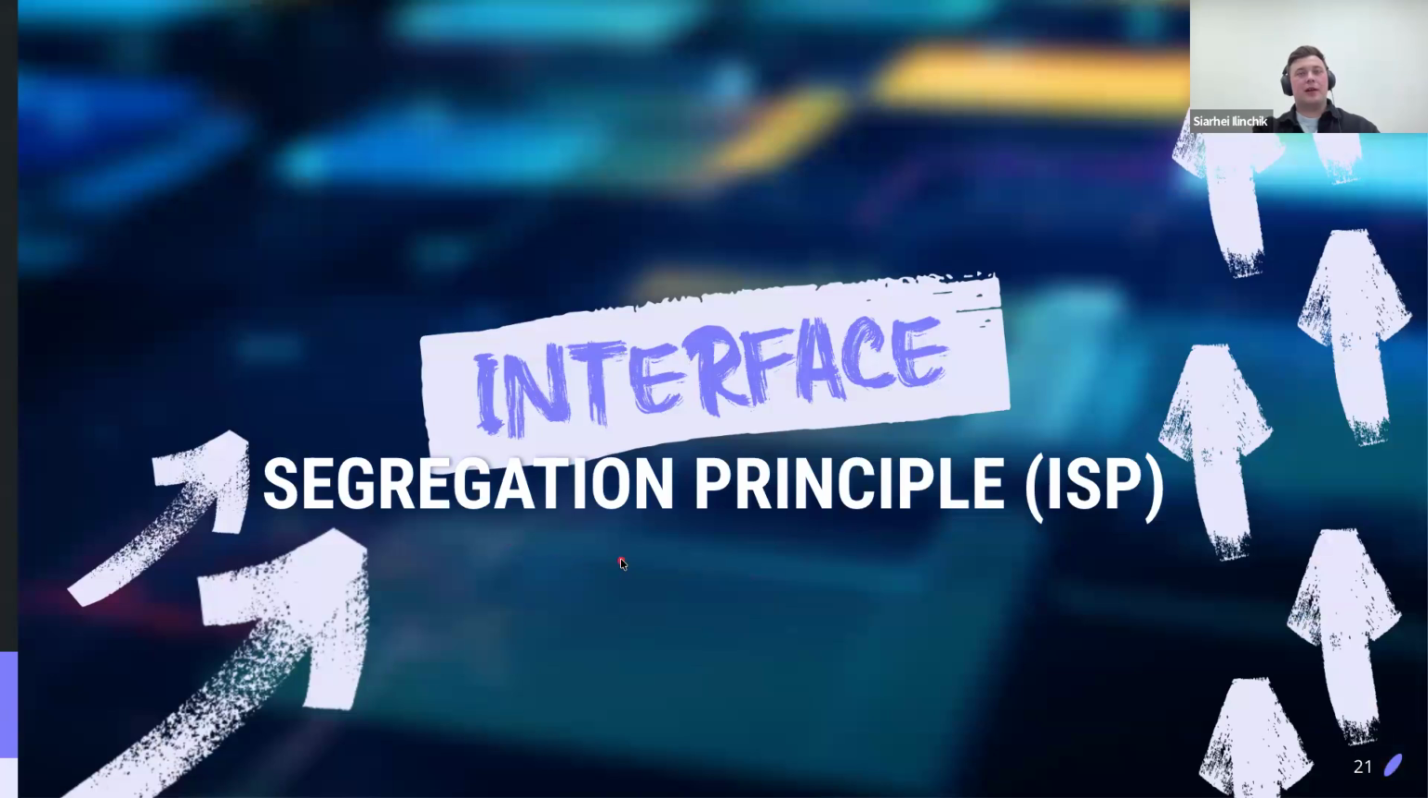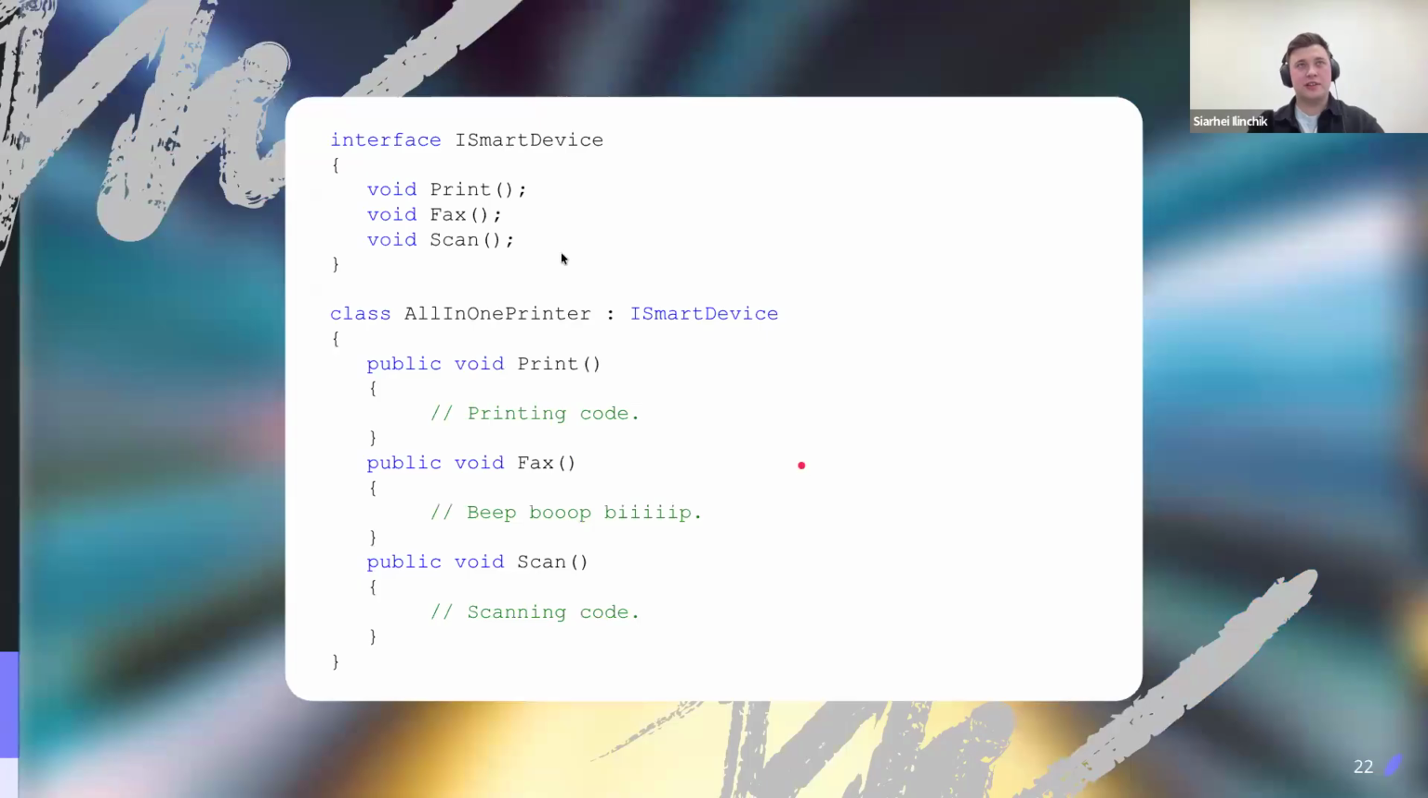Okay. The next principle is interface segregation principle. And this principle is focused on whenever you use the interface, you should depend only on those fields you are actually using, and you do not need to keep the overhead of the fields you're not using. So let's take a look at the example.